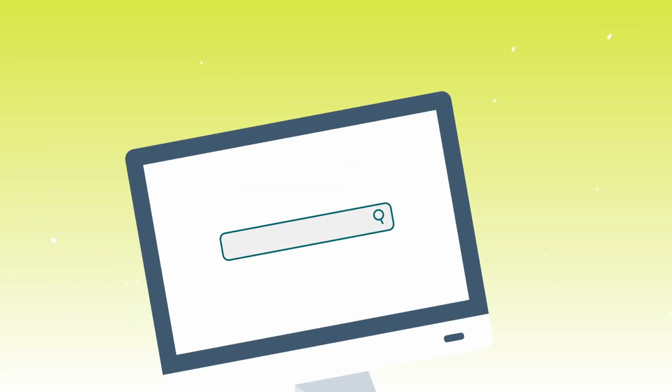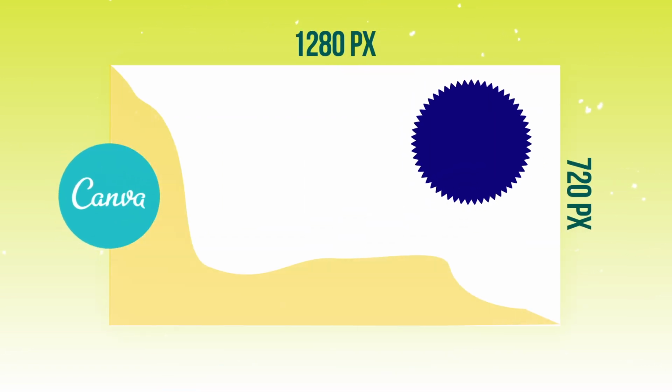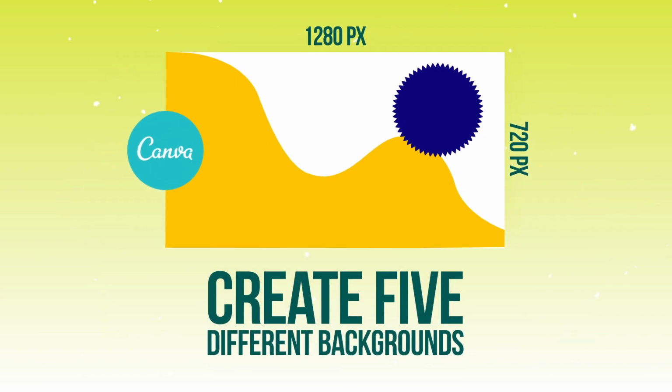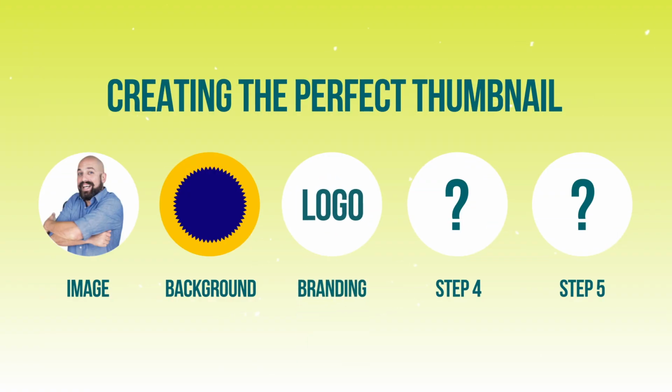Once created, go to canva.com and start a document that is 1280 by 720 pixels. Add your background design to each image and repeat this 5 times. Now you've got 5 different palettes that you can add your images to create thumbnails on the fly. Now that you've got your first 2 main components ready, let's move on to the branding component.